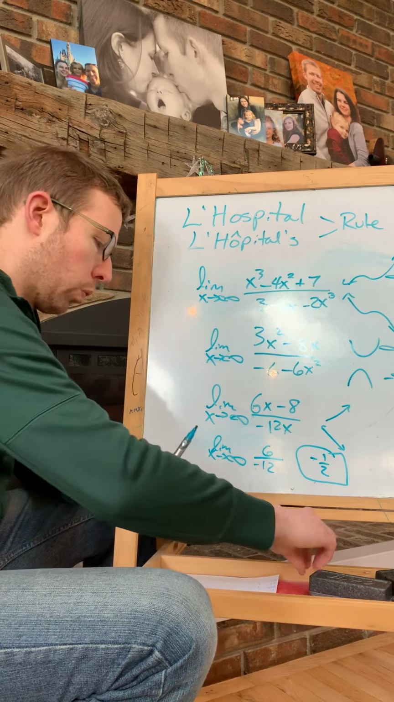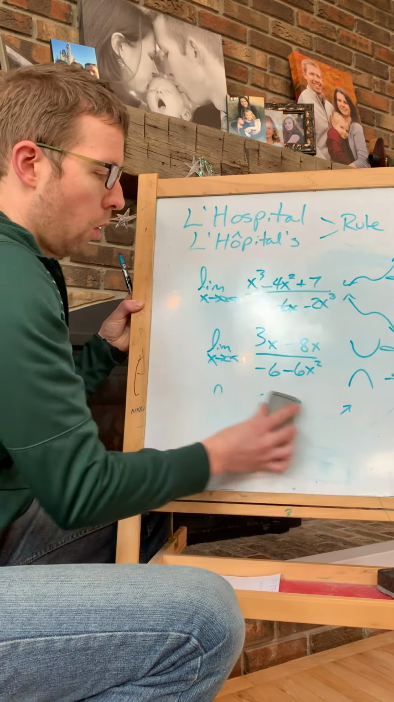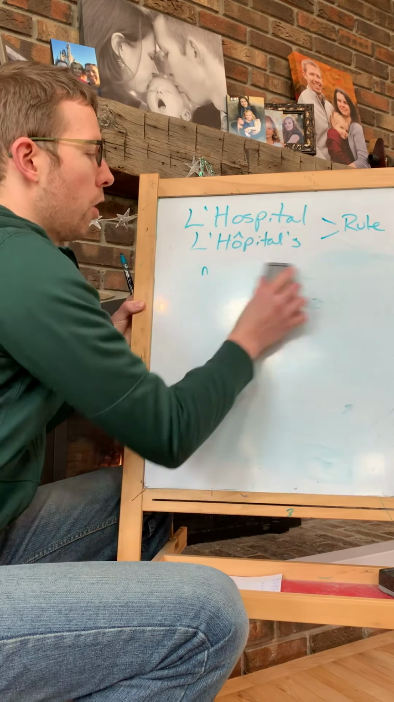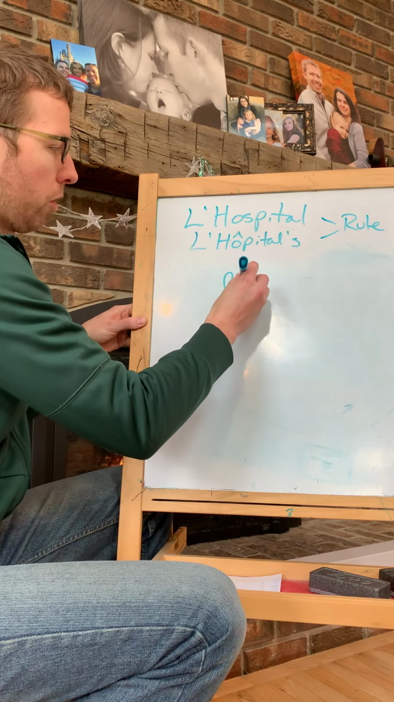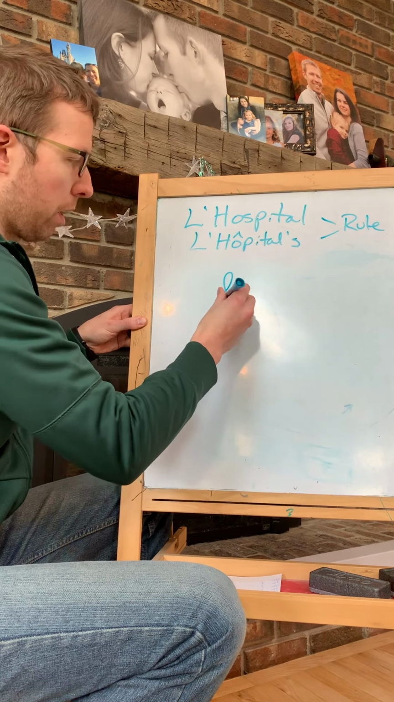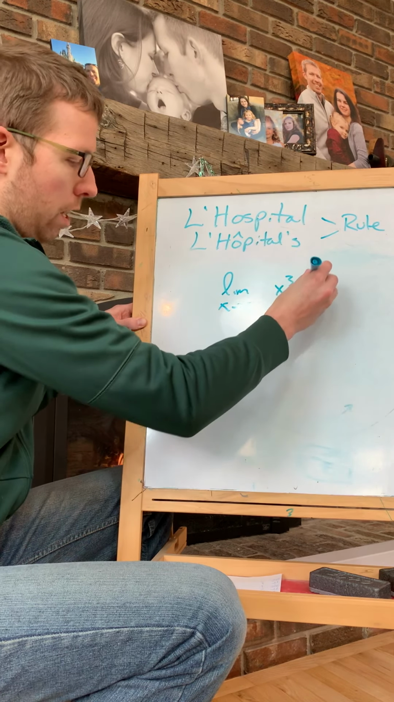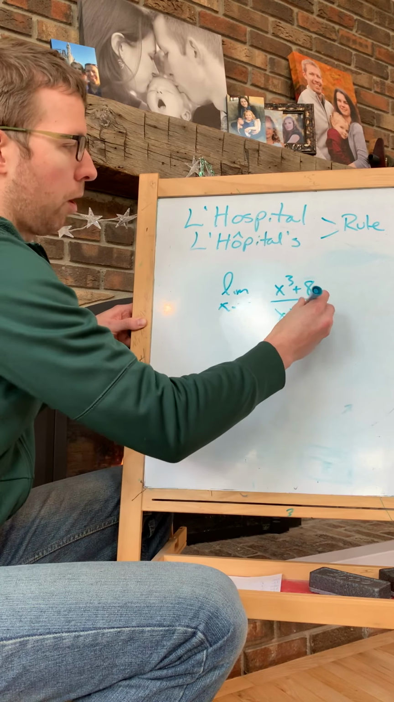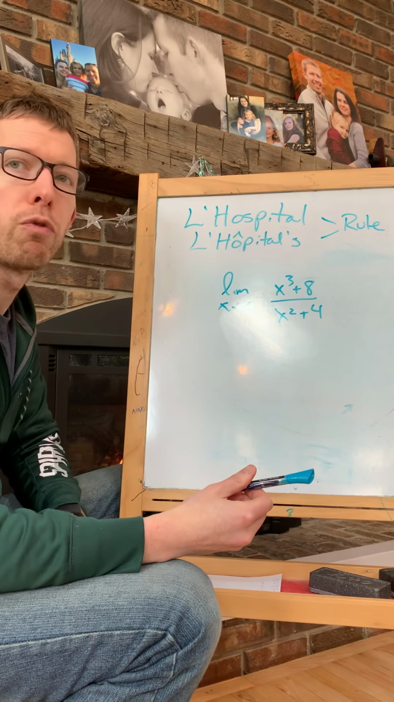Now, L'Hopital's rule will not always work. So don't just assume, oh, I need to find a limit, I'm going to use L'Hopital's rule. You could have something that looks like this, which is a problem that sometimes they like to give you to trick you. You have the limit as x approaches 2 of x cubed plus 8 divided by x squared plus 4. Remember, before we did this with x squared minus 4.